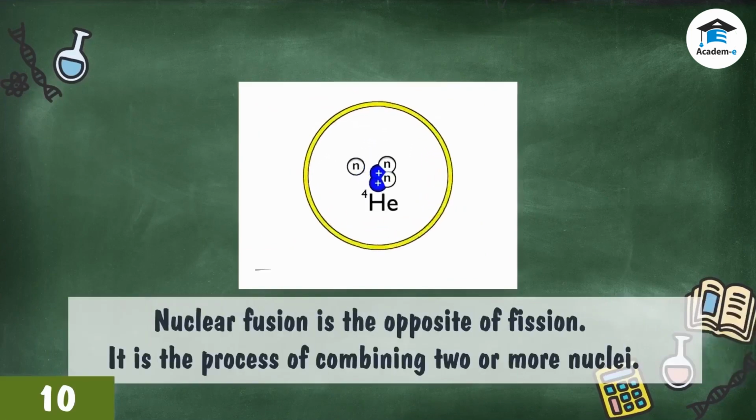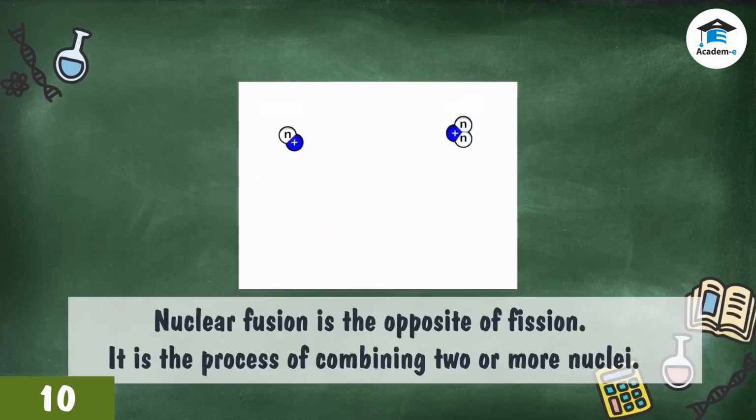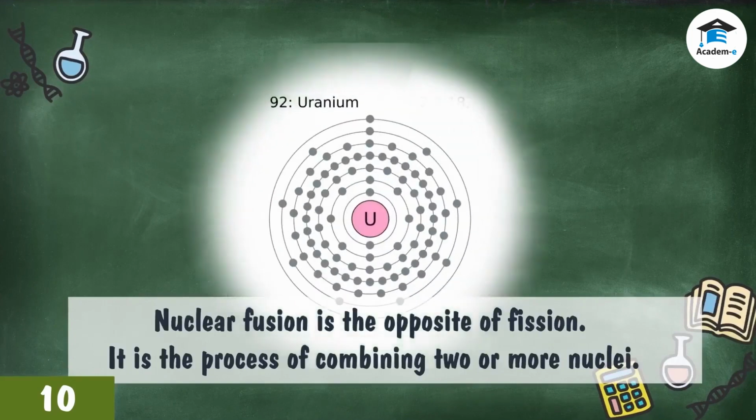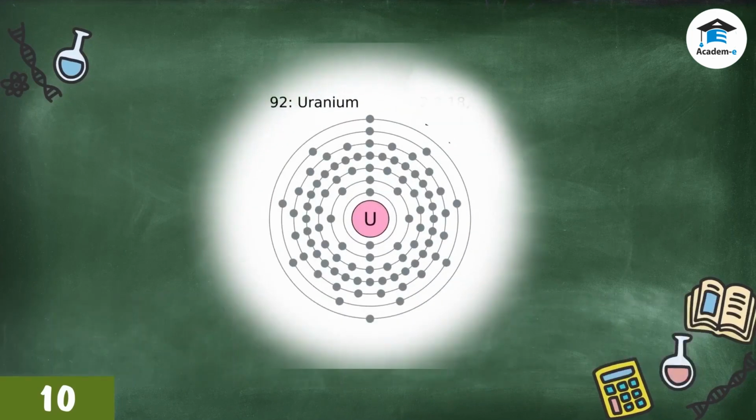Nuclear fusion is the opposite of fission. It is the process of combining two or more nuclei. Uranium is the fuel used to produce nuclear energy. That is because its atoms can be split apart relatively easily.